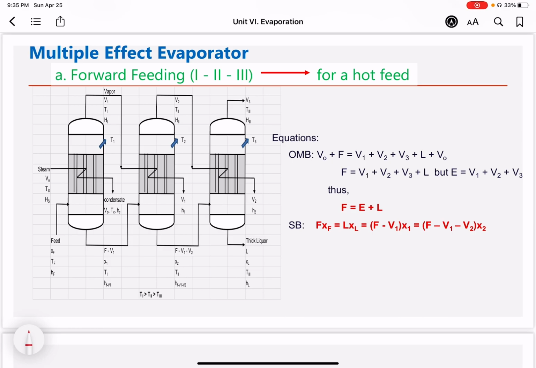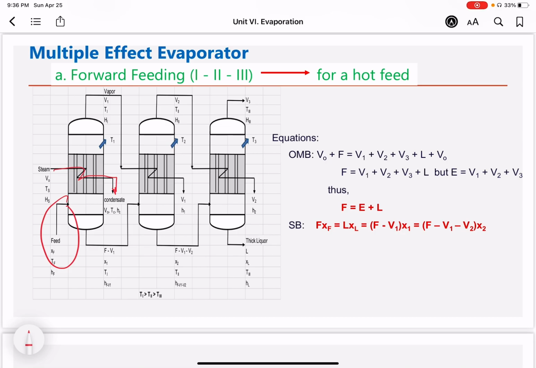So I think you have three different types of feed. You have a forward feeding, backward feeding, and some uses a mixed feeding. So what are the differences between the three? First is forward feeding, which is used for a hot feed. So this is actually the simplest, and so it is the most common form of feeding. The feed passes in the same direction as your steam, or your vapor. So the first effect to the second effect to the third, and so on and so forth.